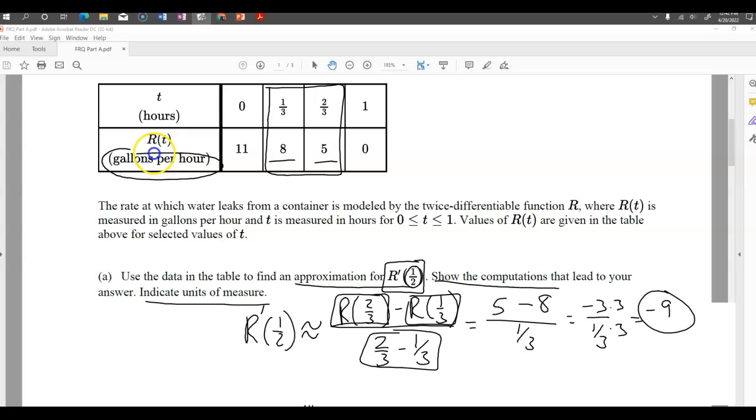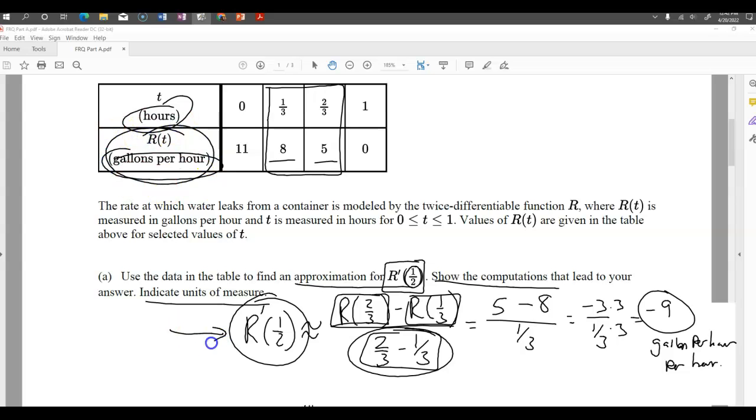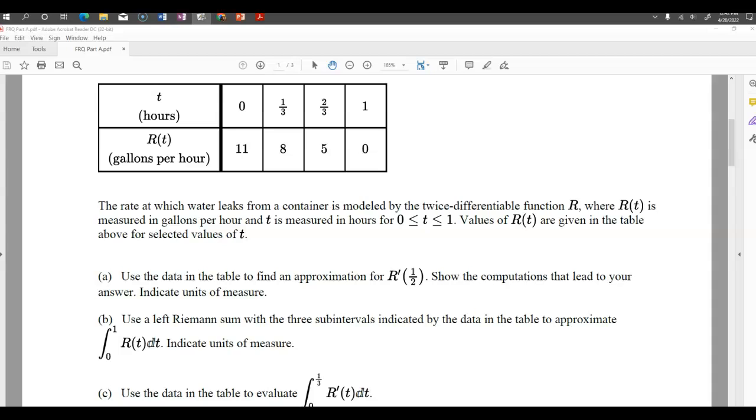R is gallons per hour. Notice it's being divided by the time values also, though. So this is gallons per hour per hour. Now some of you might think, Mr. Bailey, I thought you said only double derivatives were per hour per hour. Well, technically, even though it's R prime, that is kind of like a double derivative, if you will, because this is a rate of a rate, which makes it gallons per hour per hour. Okay? So let's go ahead and take a look at part B.